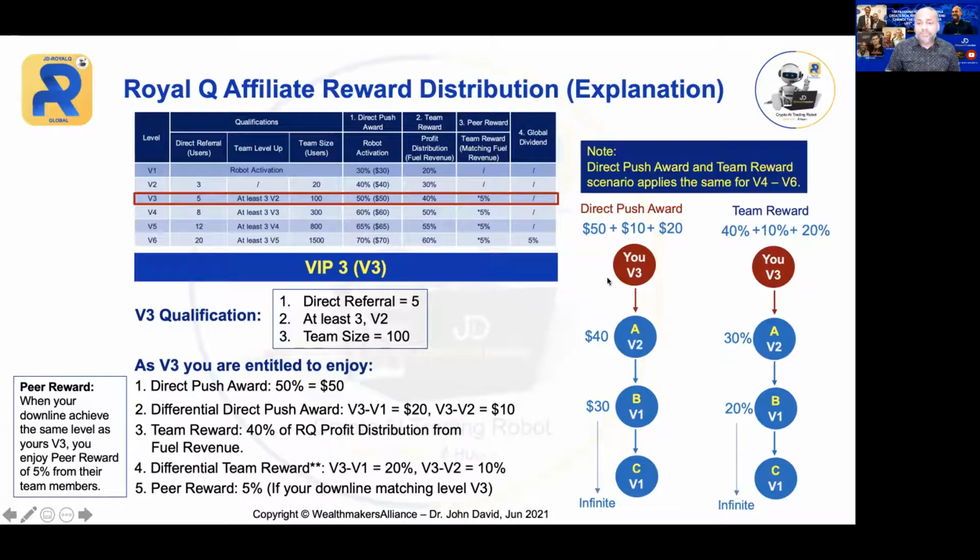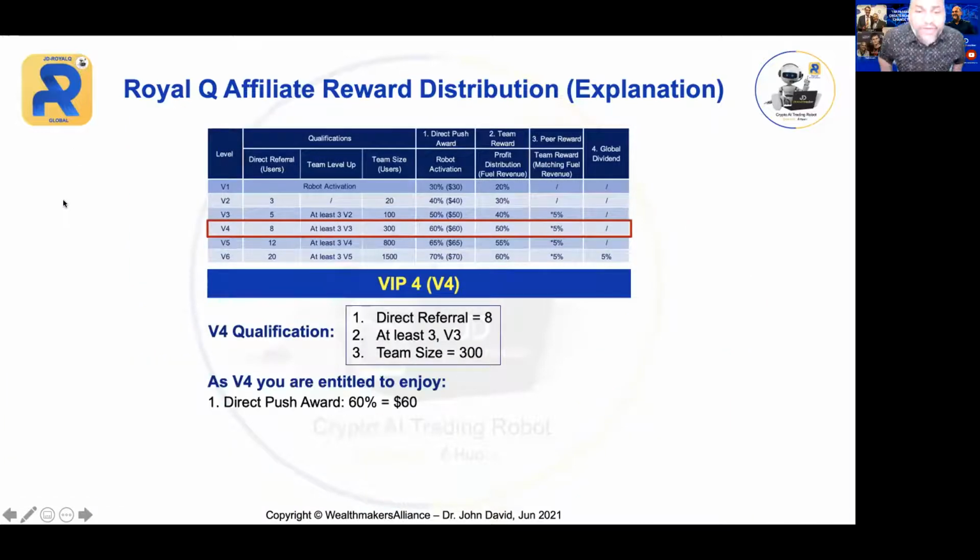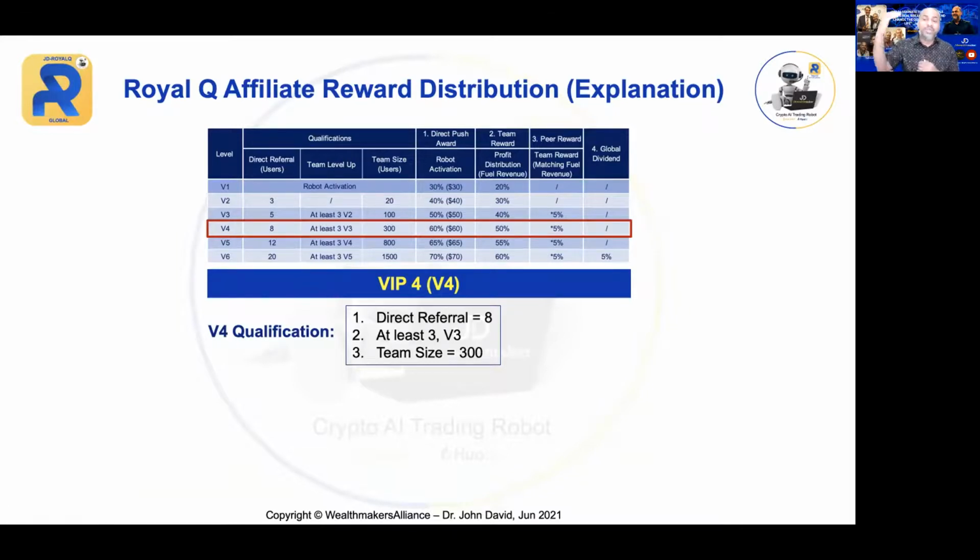Okay, now please understand, the next slide I will not go through, but the push reward and the team reward scenario applies the same from the 4th all the way to the 6th level. So for the 4th qualification, or the VIP 4, you need to have a direct referral of 8. So earlier you already have 5, right? So all that you need is just another 3. All right, so you will then have 8.